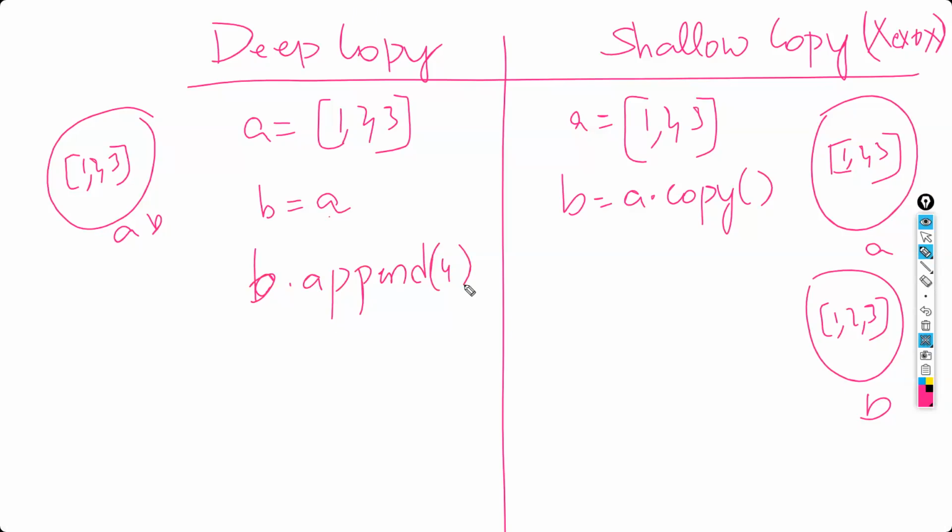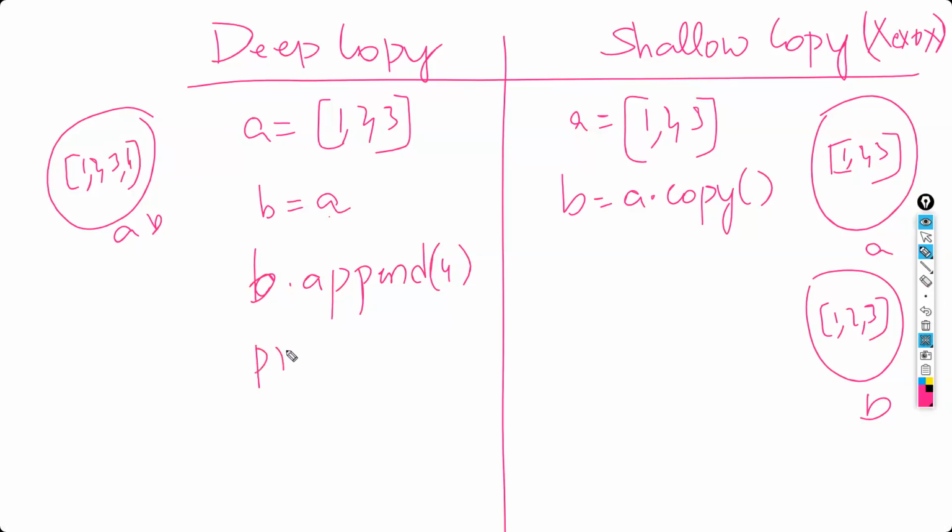Now for B, if you append the 4, or for A you do any modification, it is indirectly applied on B, because both are indicating to the same object. If you do any modification on A, it will be affected on B. If you do any modification on B, it will be affected on A.